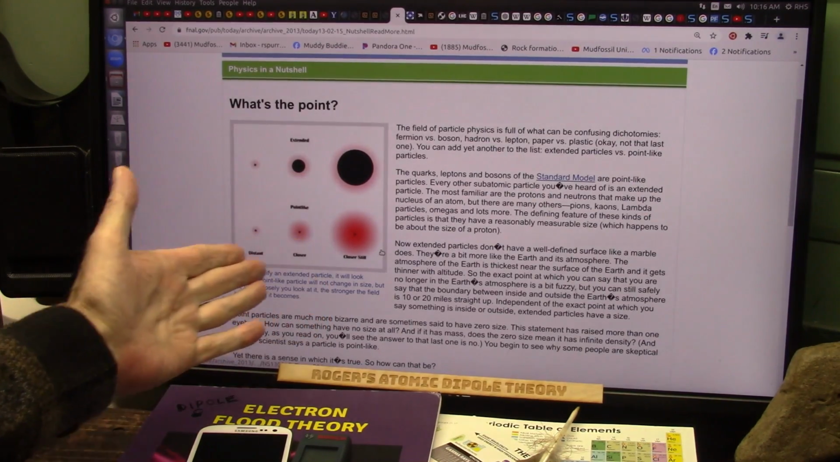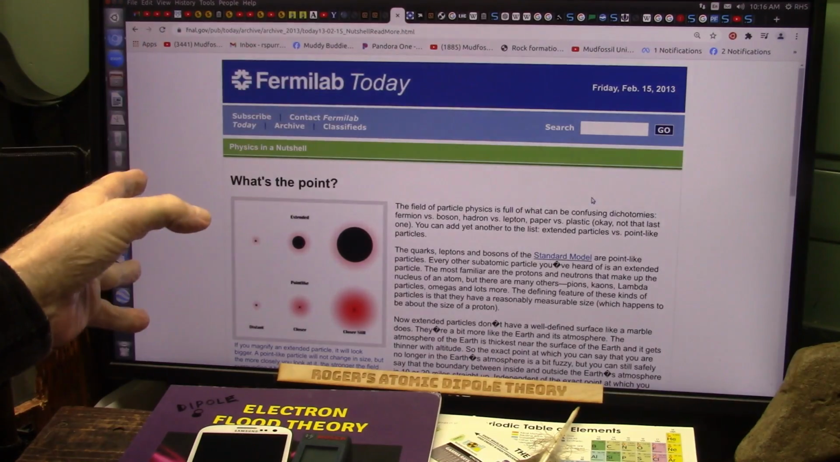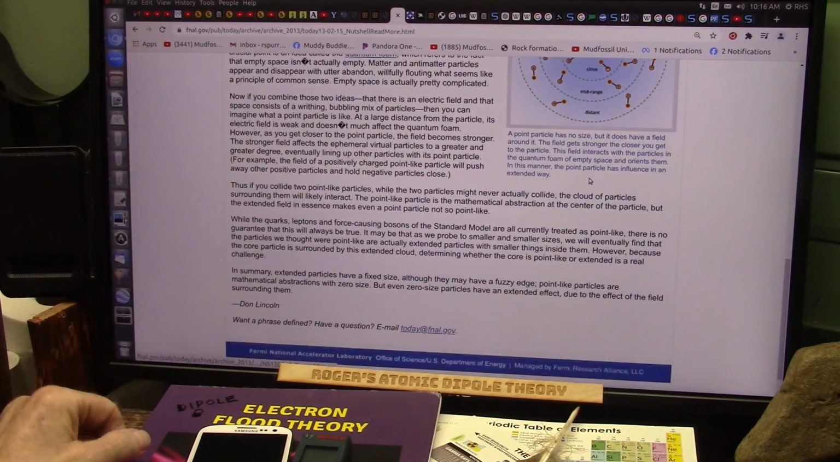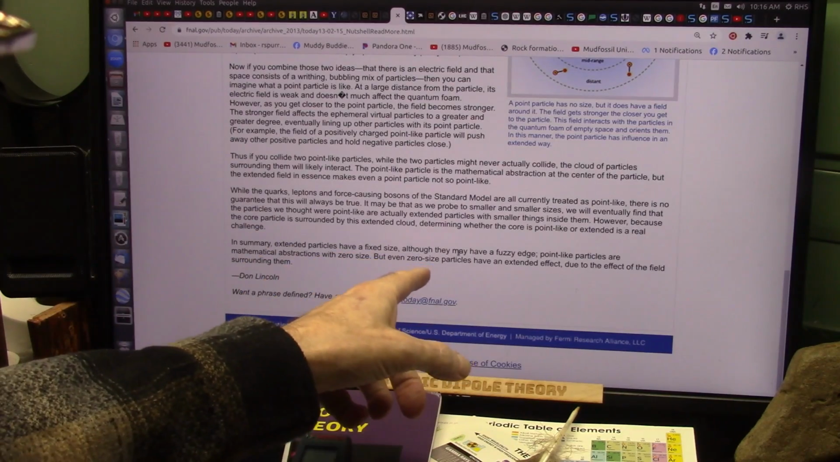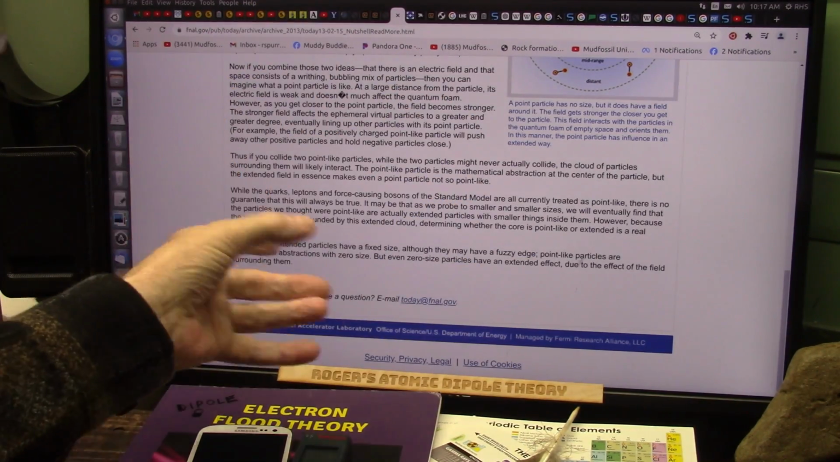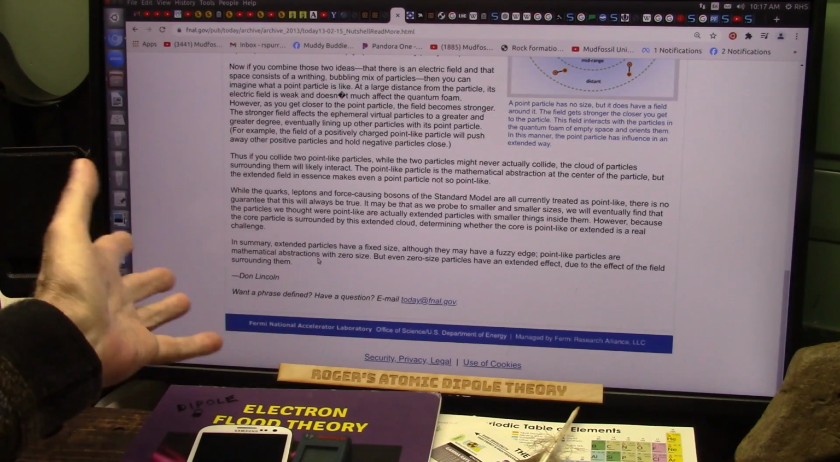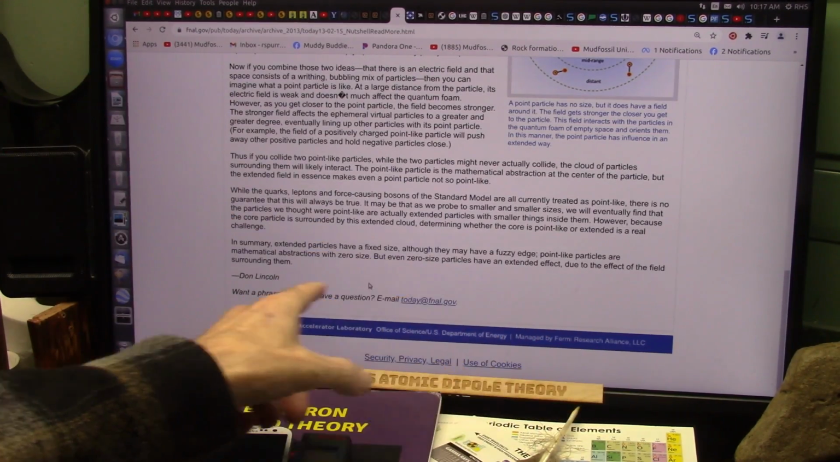There are the two particles. All right, Fermilab. This is over 10 years ago, and I talked to Fermilab about this, and they dismissed me. And it says, in summary, the fixed particle, the black one, has a fuzzy edge around it. Yes, it does, which is the color. And the point particles, they're nothing. They're zero. But they have an effect due to the field.